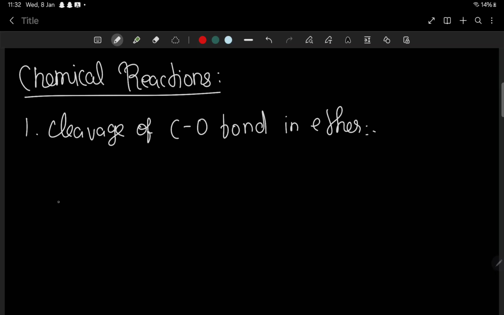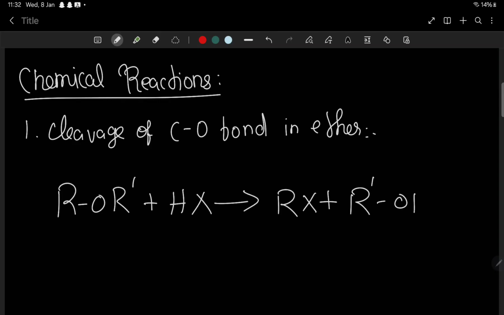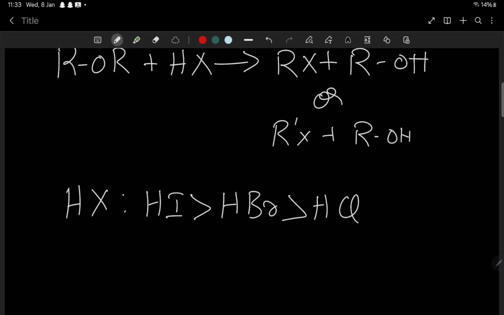Take an ROR', that's an ether, plus HX, and you get RX plus R'OH, or R'X plus ROH, correspondingly. And in the reaction with HX, HI is more reactive than HBr, which is more reactive than HCl. This thing you note.